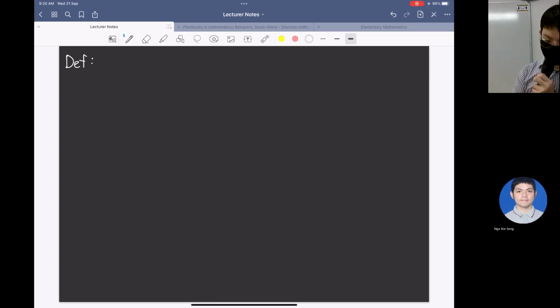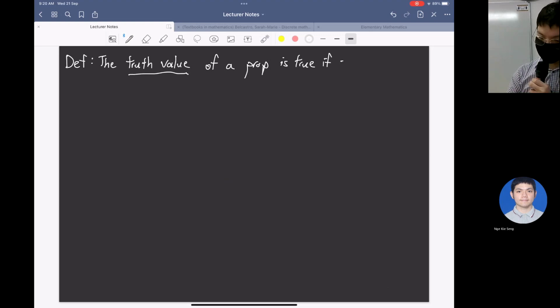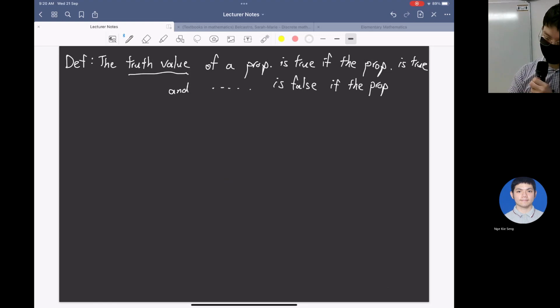So this true and false we call the truth value. So the truth value of a proposition is true if the proposition is true. And of course it's false if the proposition is false. Okay. So the true and false are called the truth value.